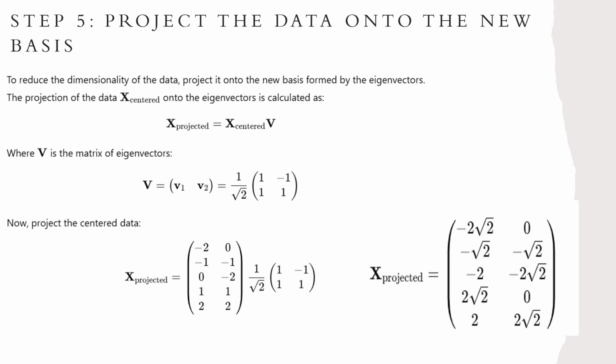So the next step, I can say 4.5, is to sort your eigenvectors according to the highest eigenvalue.